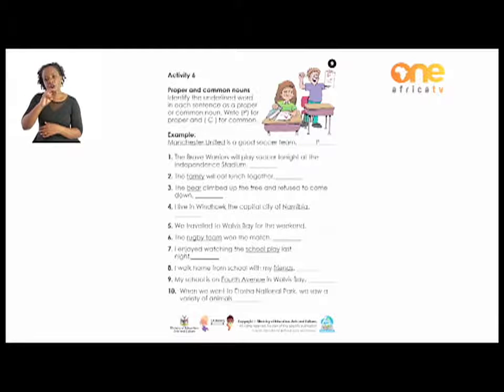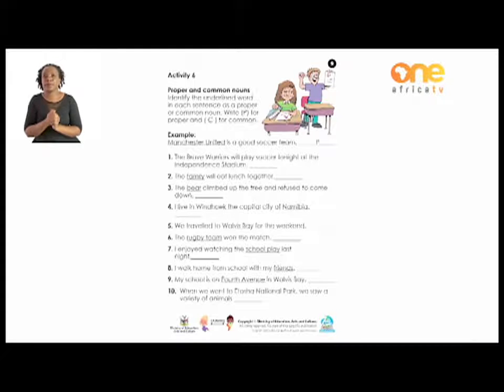An example: Manchester United is a good soccer team. The underlined word is Manchester United. You see the way it is written, capital letter M and capital letter U, to show that it's a specific name of a club or a soccer team. So Manchester United is a good soccer team. So in the space provided, there is a P to show that it's a proper noun.